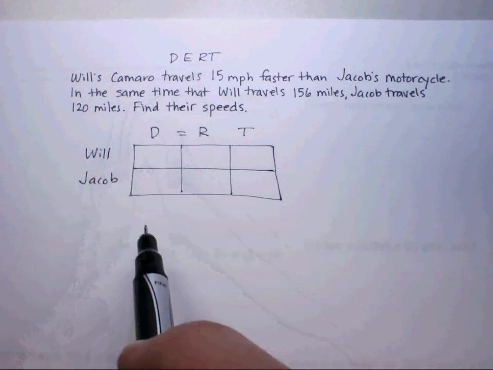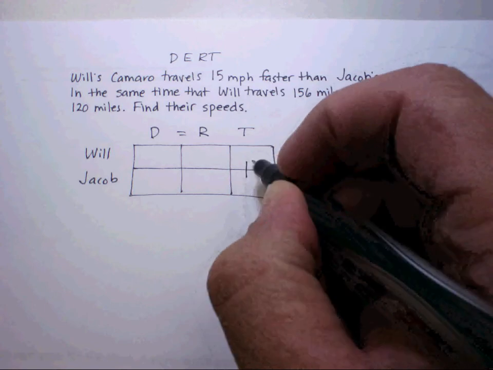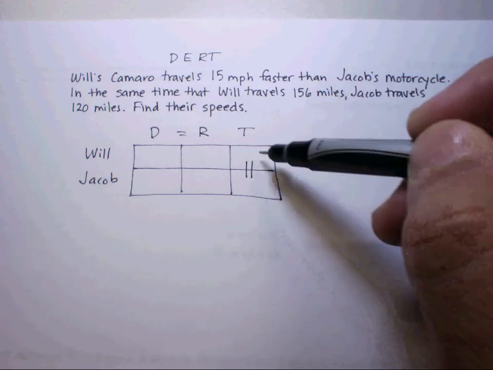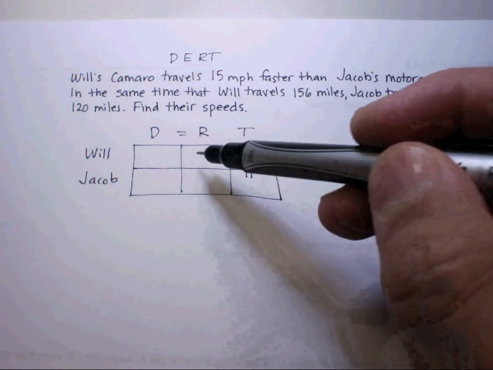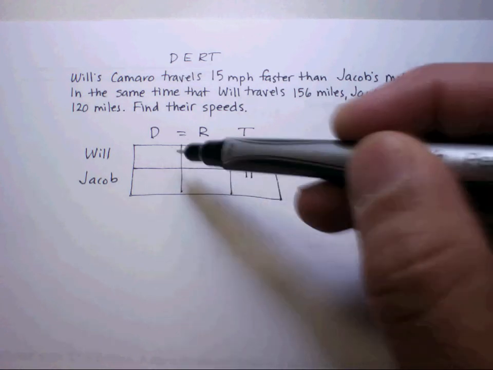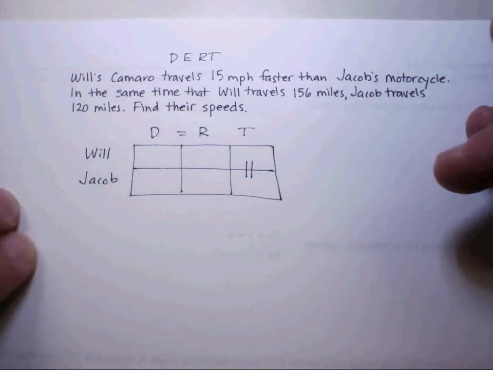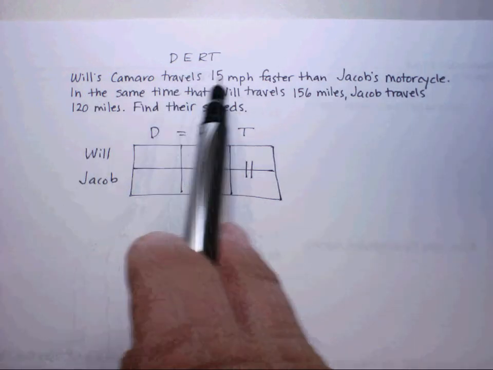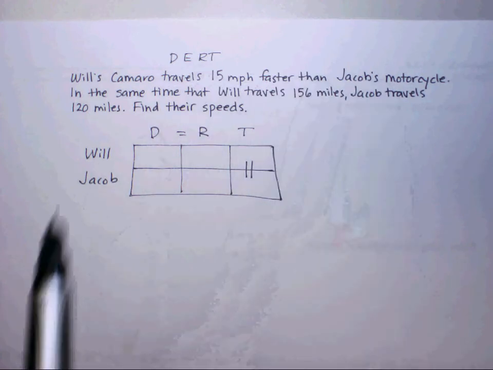So when I read this situation, I see "in the same time." So that's where it's equal. And I'm going to do a little sideways equal sign there. So now I don't have to worry about filling in those 2 boxes. I have to fill in these 4 boxes. So let's see what that means.